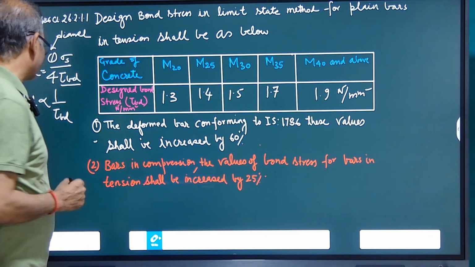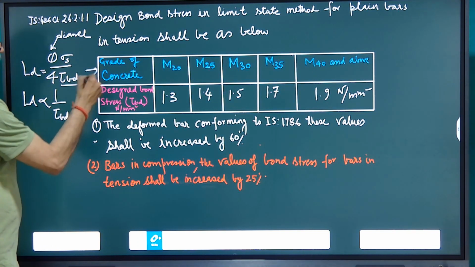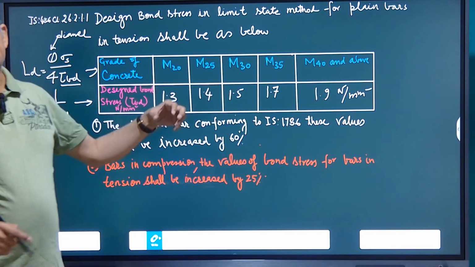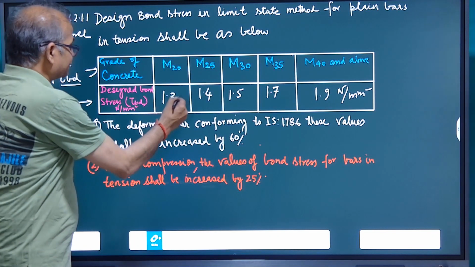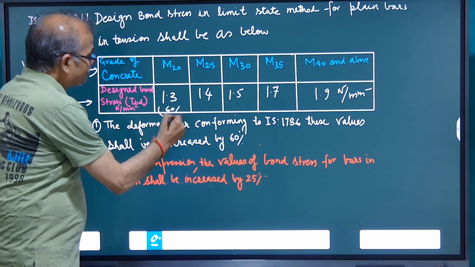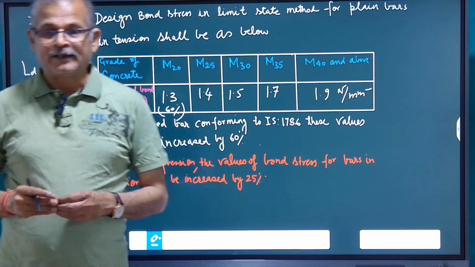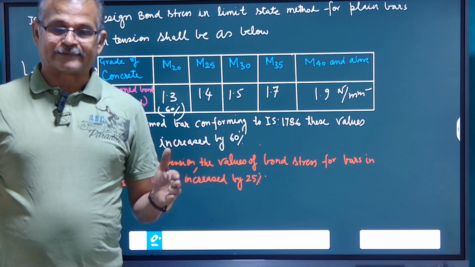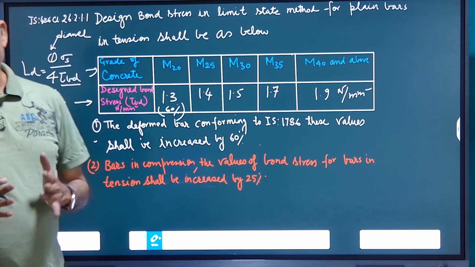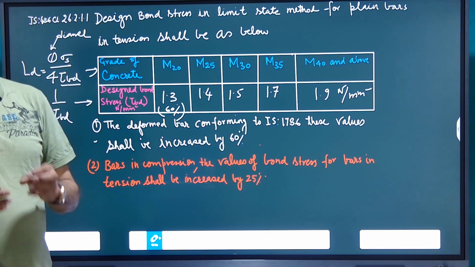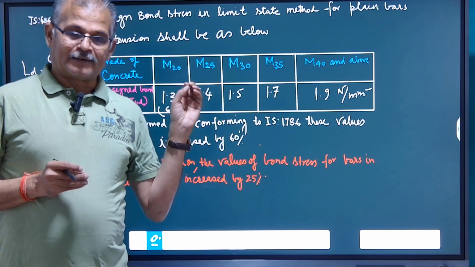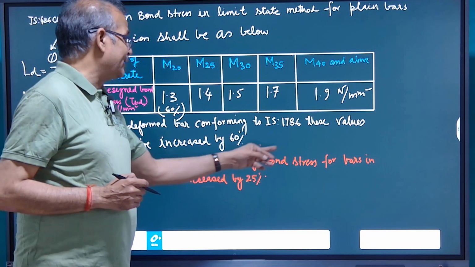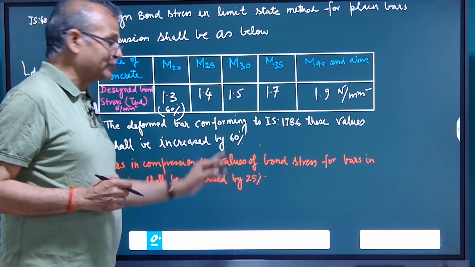These values are given for the plain bar in the case of tension. If we are using TMT or HYSD bar, the bond stress values should be increased by 60%. Further, these values are again increased by 25% if these bars are used in compression. The value of bond stress for bars in tension shall be increased by 25% for compression.